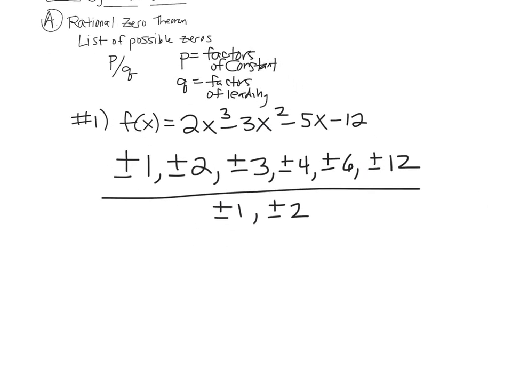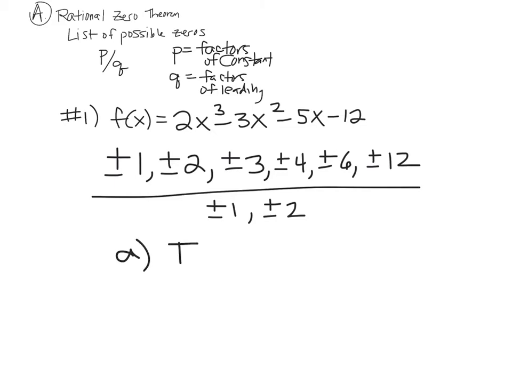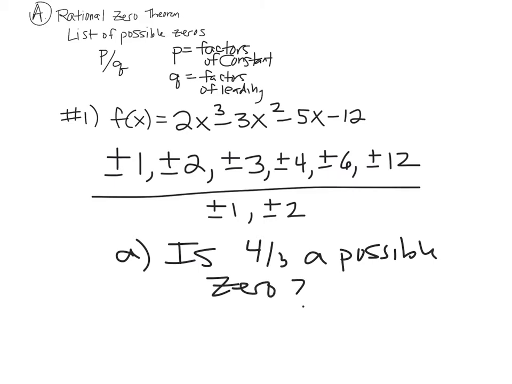Because I could ask you something like, is 4/3 a possible zero? You would look at your list and go 4 divided by 3, no, it's not a possible zero. 1/1, 1/2, 2/1, 2/2, 3/1, 3/2, all of those are, but 4/3 in this case is not. The factors of the leading coefficient. So it's always like the top is the last ones, and the bottom is the front ones.